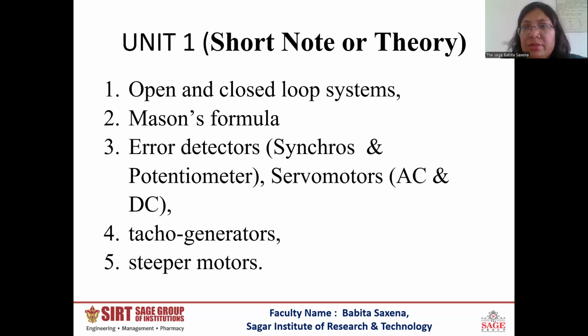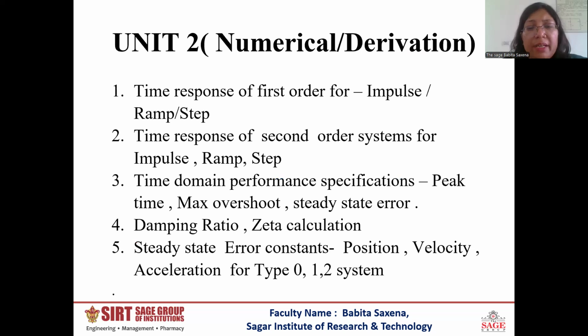In unit 2, the numerical portion is very, very important. Three or four questions come from this unit. These include the time response of the first order system for impulse, ramp and step, and the time response of the second order system for impulse, ramp and step. So there are 6 questions, derivation as well as numerical. You should remember the standard equations of first order and second order systems. You should remember the time domain performance specifications such as peak time, maximum overshoot and steady state error.